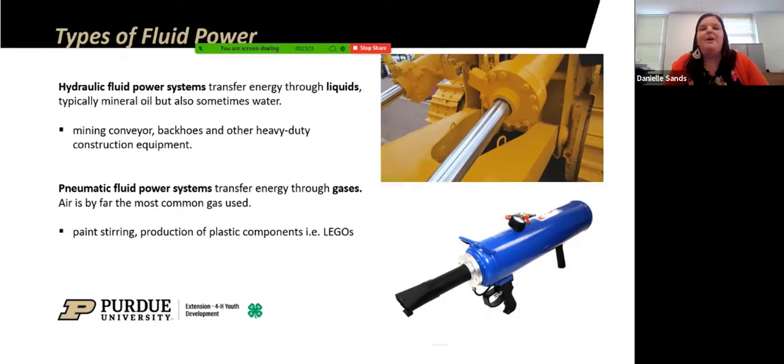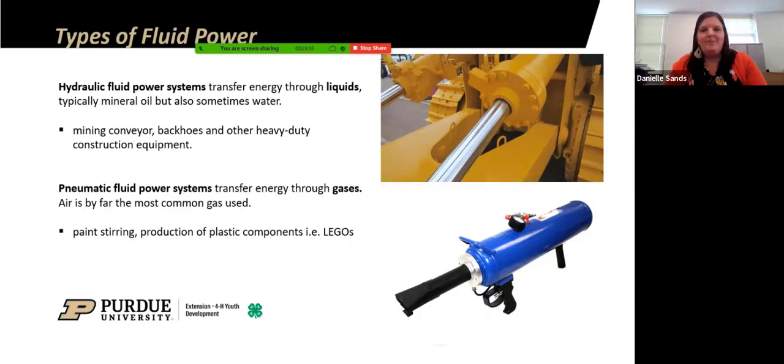How about pneumatic fluid power? So this is through gas. And I showed a picture here of an air chuck, but there's power behind that air. So this could include paint stirring, plastic component production. Can you think of any others? This one is tough for me because I only came up with an air chuck. Basically this tool helps put big tires back on the rims very easily. Or back on the bead, I guess.